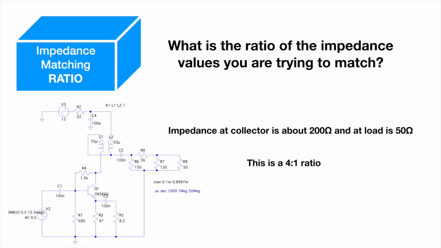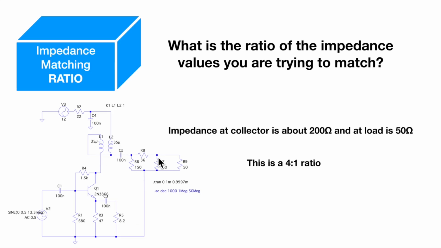So let's take the impedance matching ratio first of all. The question we ask is, what is the ratio of the impedance values that you're trying to match? Now, down on the left here is an LTspice screen grab of a design that comes from Experimental Methods in RF Design. It's a Wes Hayward design, I think, for an RF pre-driver. It uses a single 2N3866 BJT transistor. And in this instance, he used a transformer to do the matching.